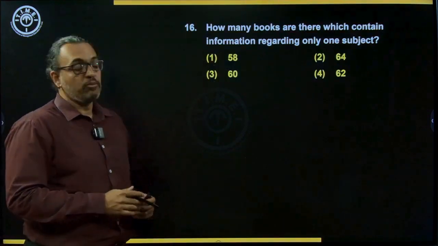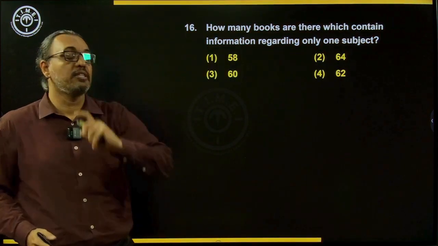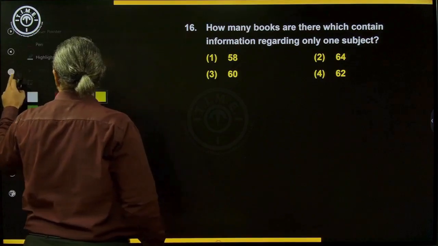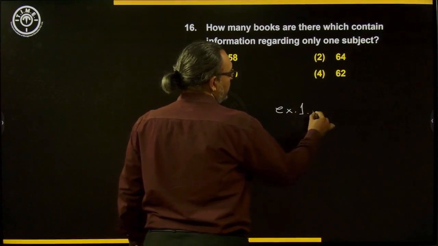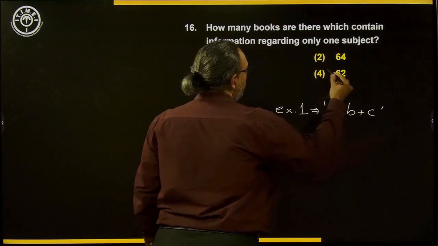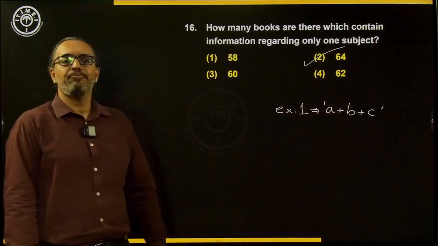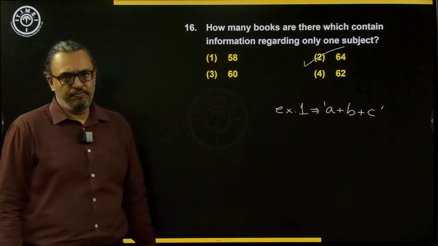Right. Now, how many books are there which contain information regarding only one subject? Okay. So only one subject is same as exactly one. So he's talking about exactly one, which is nothing but A plus B plus C. We know 64, choice 2. Correct? So only is same as exactly, both are same.